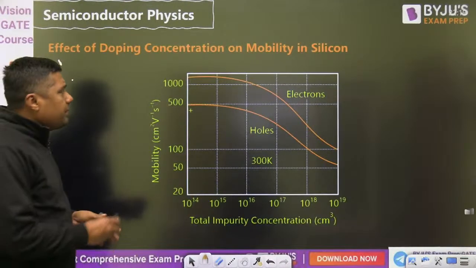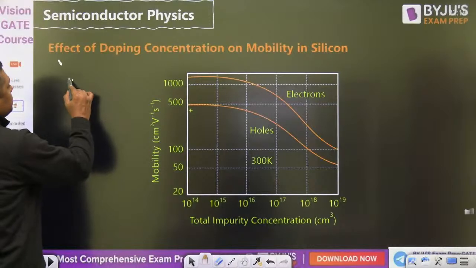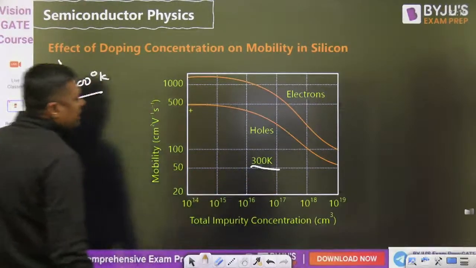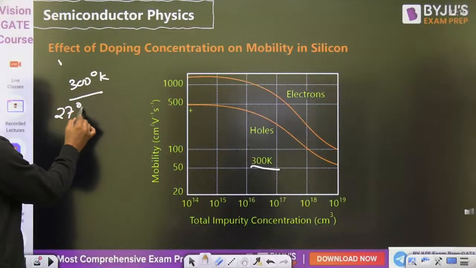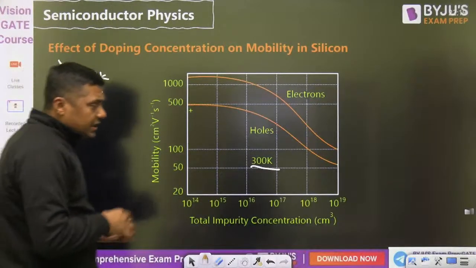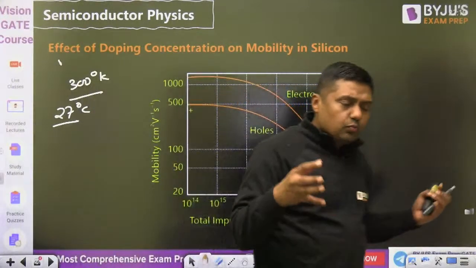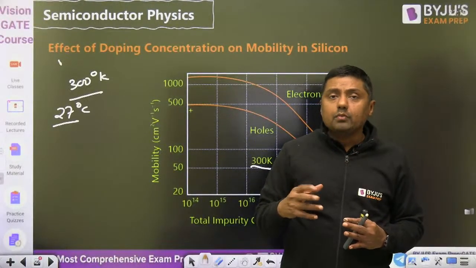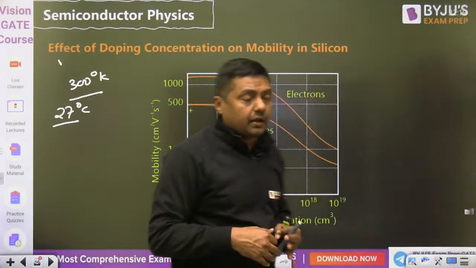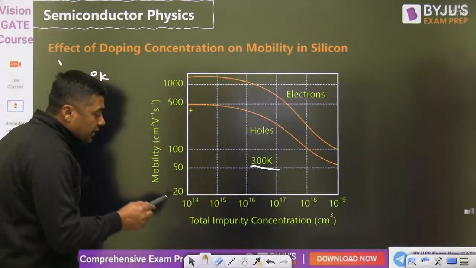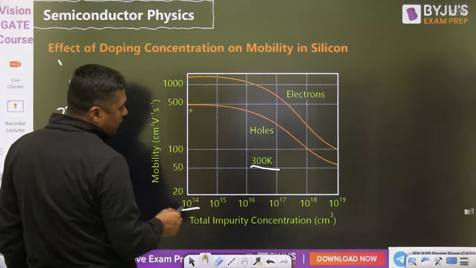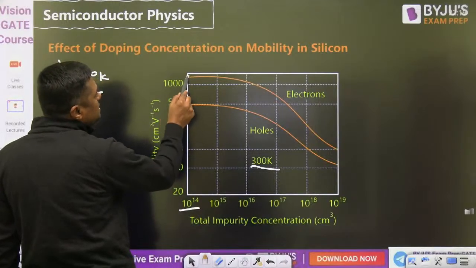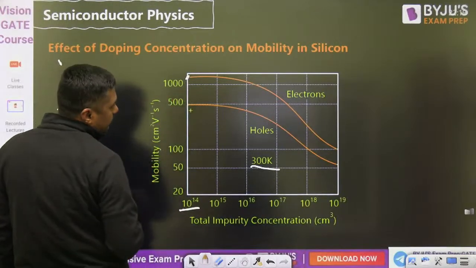At room temperature, again 300 degree Kelvin, that is 27 degree centigrade. When we increase the doping, giving more and more doping, what about the mobility? Mobility starts decreasing. For example, at 10 to the power 14 per centimeter cube doping, the mobility of electrons is around 1300.